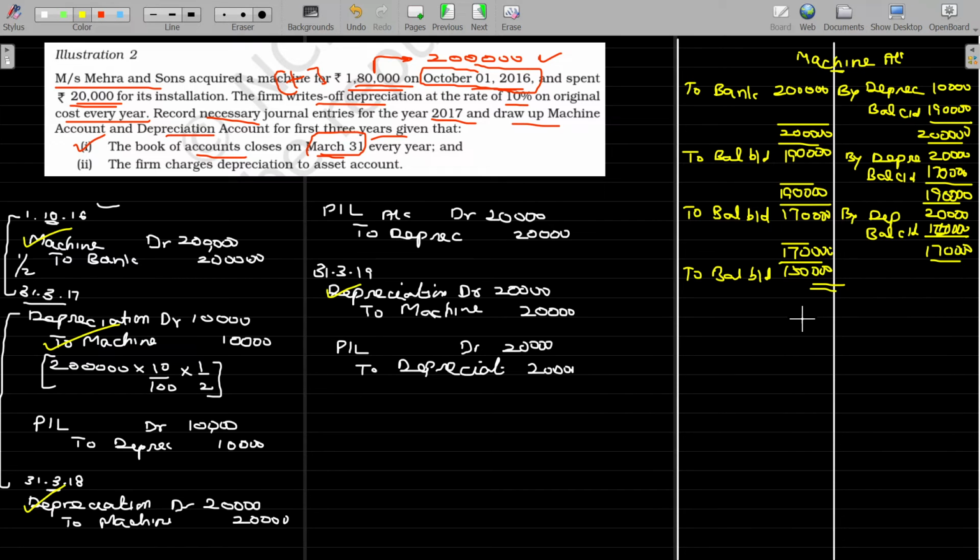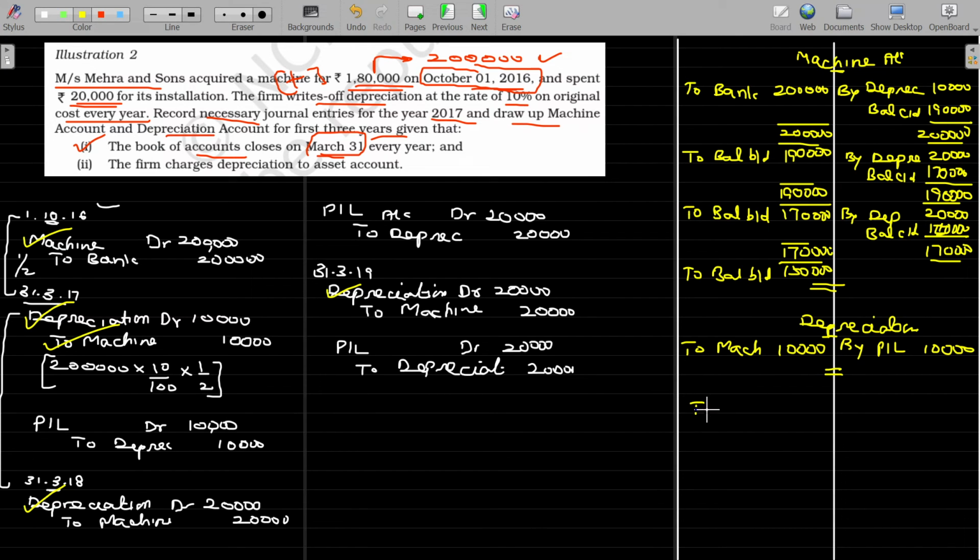We have to open the depreciation account. Depreciation account is very simple. Open and charge, and later it is transferred to the P&L account. So first year end, to machine account 10,000. At the same time, it will be transferable to the P&L account. So by P&L account 10,000, it is closed.